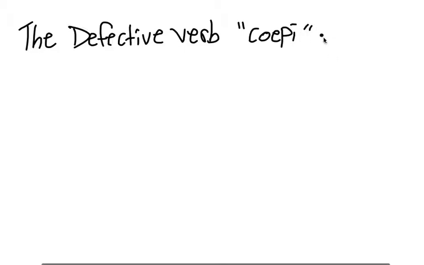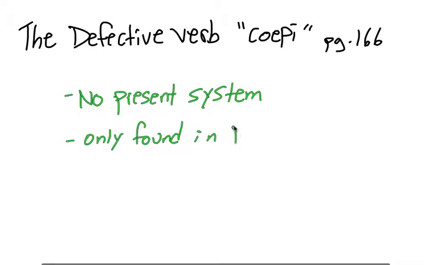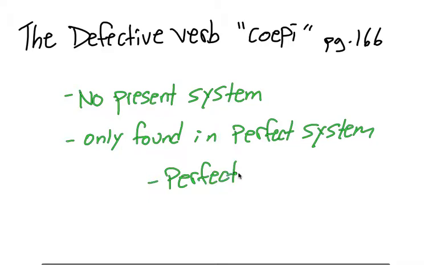Okay, and this is in your book on page 166. Okay, coepi is called defective because it does not have a present system. That is, it has no present, imperfect, or future forms. It only exists in the perfect system. That is, it only has perfect, pluperfect, and future perfect forms.